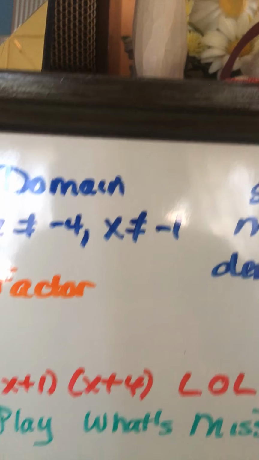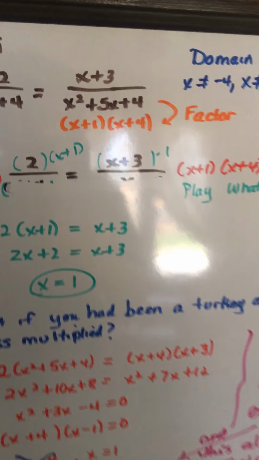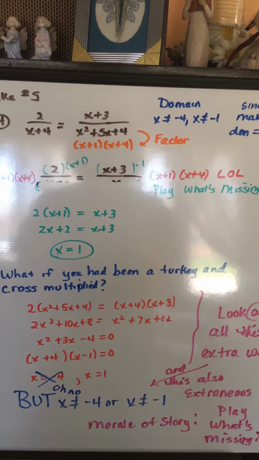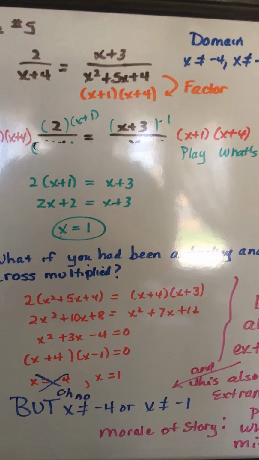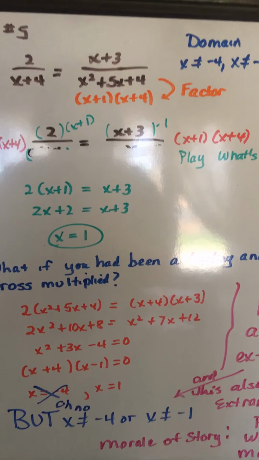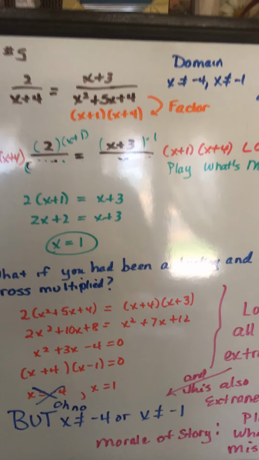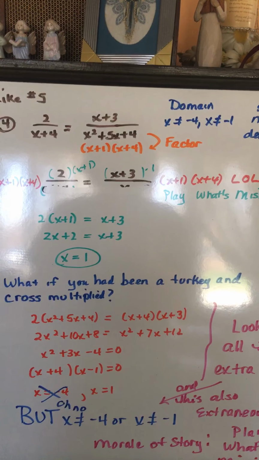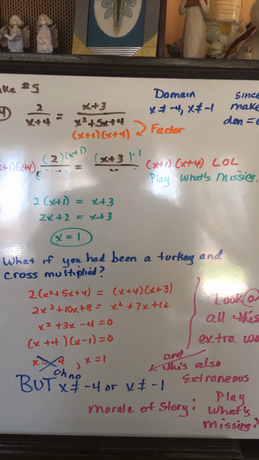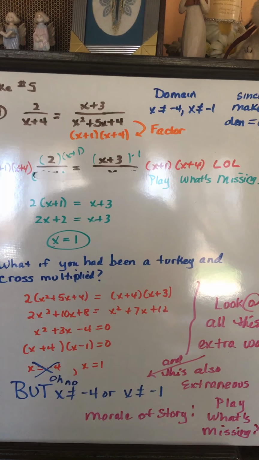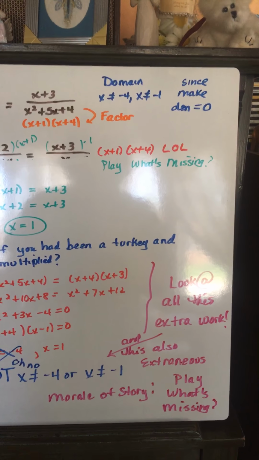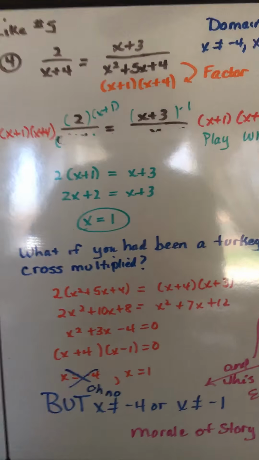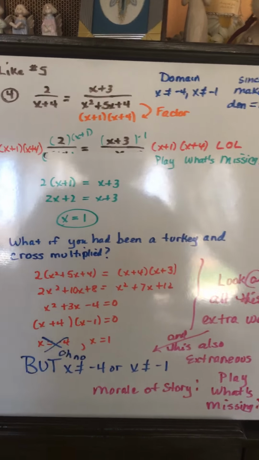1 is not up here, so 1 is my solution. But what if I'm a turkey and I cross multiply? Look at this mess. I've got to distribute the 2, I've got to distribute the x plus 4, I've got to combine terms on both sides, and I'm going to get x equals negative 4 and x equals 1. So you see all that extra work? But now we have an extraneous answer because x can't be negative 4. And look, it pops up if I just cross multiplied.